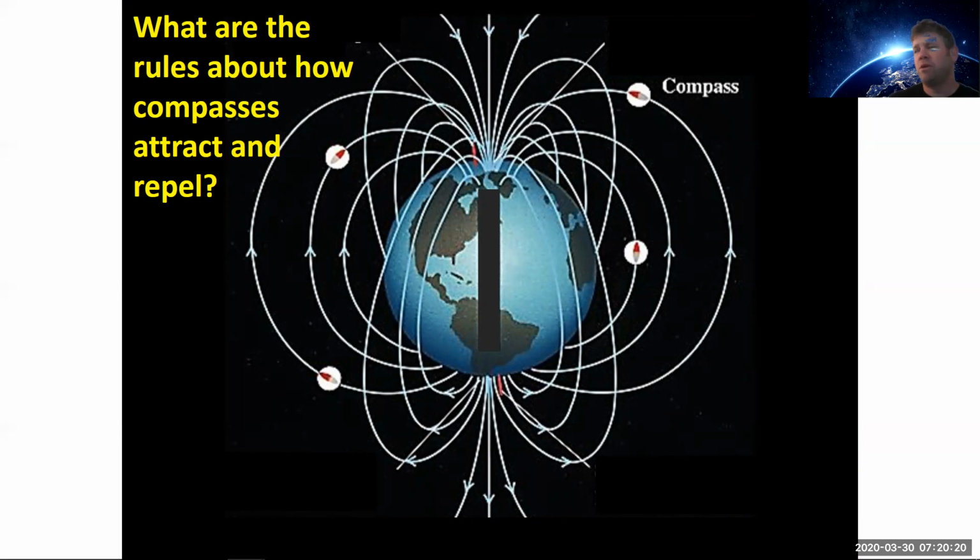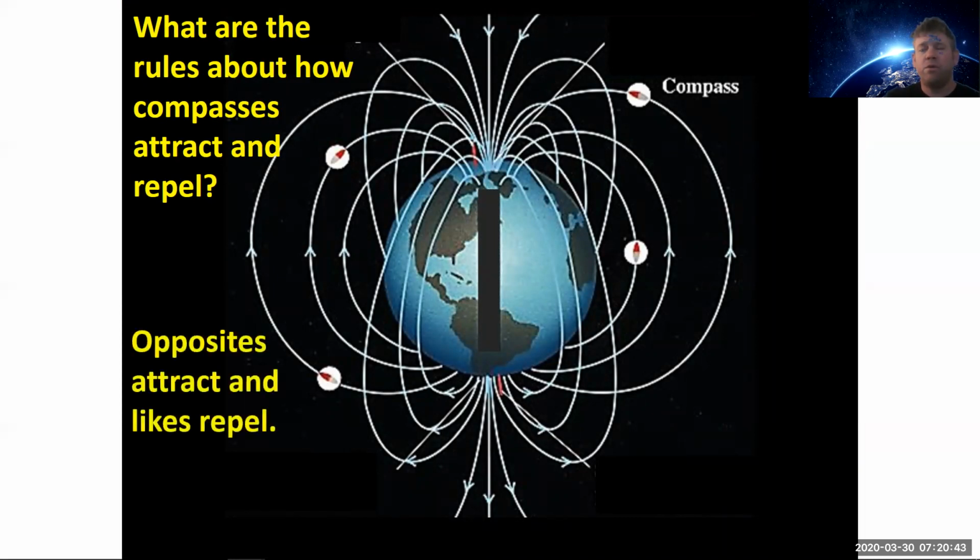So remember now, when we talk about the rules of a compass, the north end of a compass will be attracted to the south end of a magnet. The north end will be repelled by the north end. So if you look at the little compass on here, what you're seeing is the red part of that compass. That's the north end.